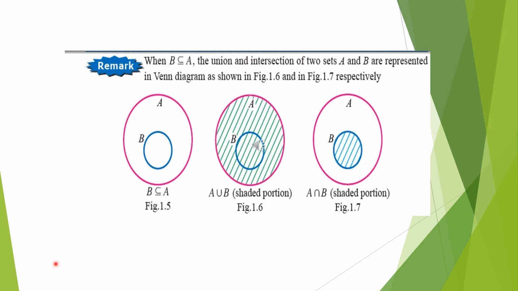Now see, the first Venn diagram shows B is a subset of A because B is inside the A circle. Now second, A union B. B is inside the circle and we have shaded all the part of A and B both. Now second is A intersection B. What is common between A and B both? That is the B part, shaded. It means that is A intersection B.